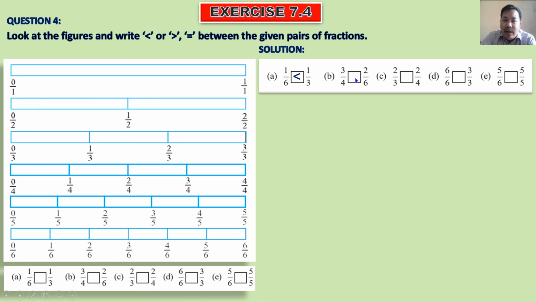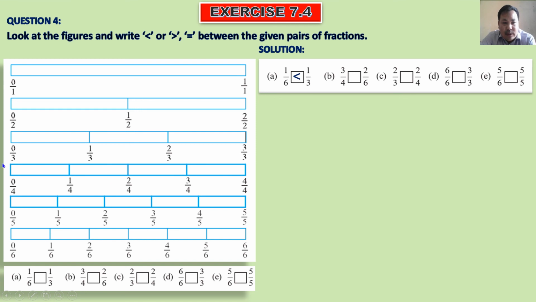Then next we are going to compare 3 by 4 and 2 by 6. Where is 3 by 4? Let us find the fourth diagram. In the fourth diagram, the whole is divided into 4 parts. The 3 by 4 is here.